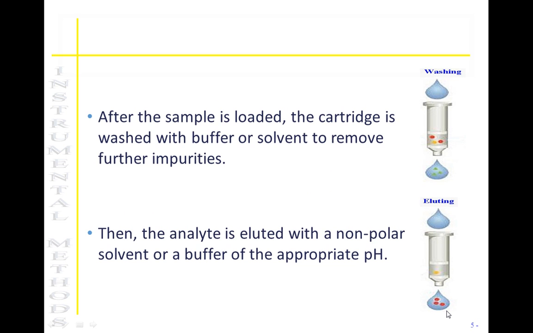Once the sample is loaded, usually it's washed a few times with the same material so that all of the impurities will be removed from the cartridge itself before the analyte, which is trapped in that solid material, is going to be washed through. So once some of the impurities have been washed, then a different solvent is going to be added into the column to allow that analyte to be extracted from the solid material.